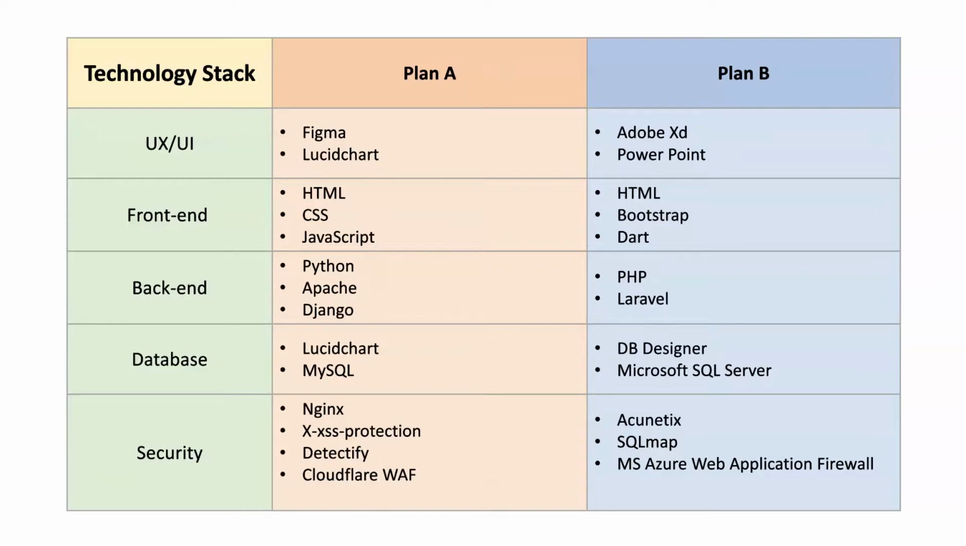And for backend, instead of using Python, Apache, and Django, if everything's not going well, then we'll use PHP and Laravel. For database, we'll need to migrate the data from Excel's file to the main database for backend development. So if MySQL doesn't do the job, then we will have Microsoft SQL Server as our backup plan.